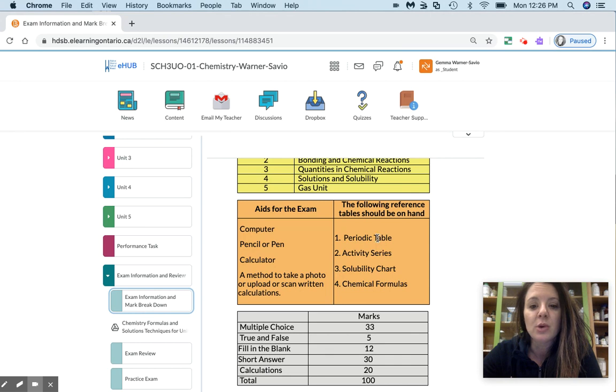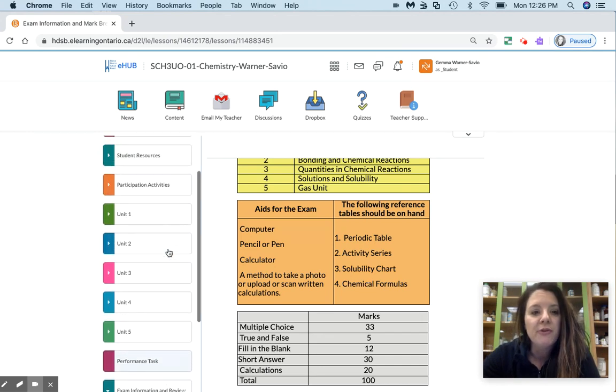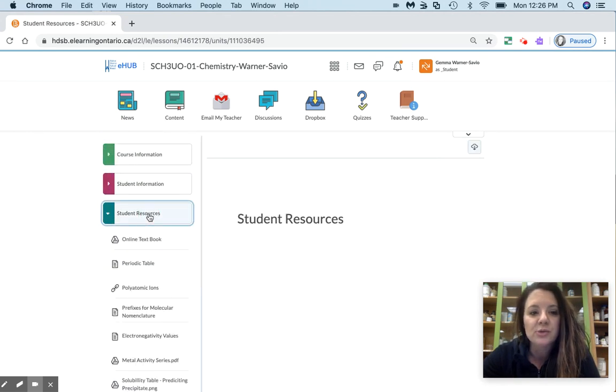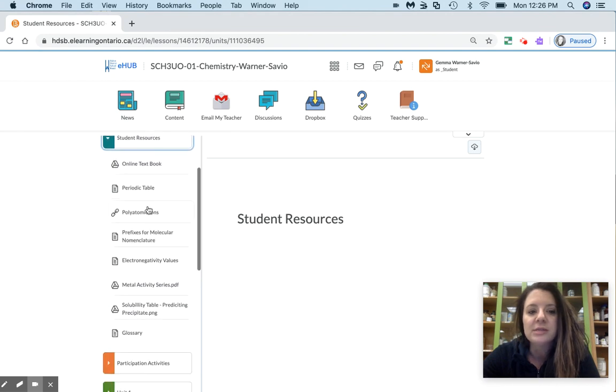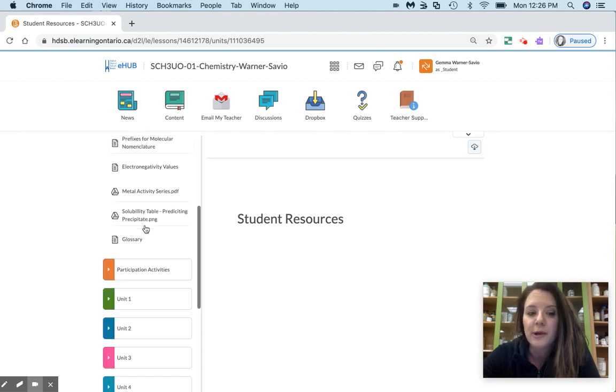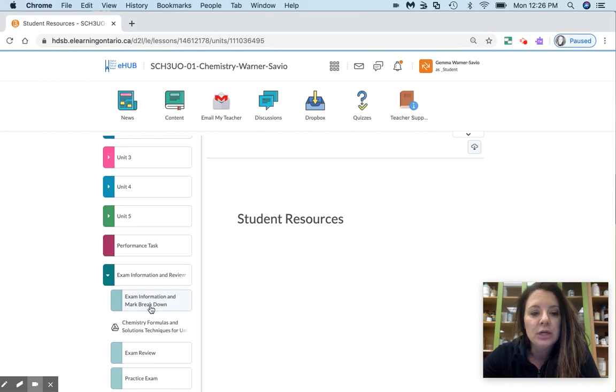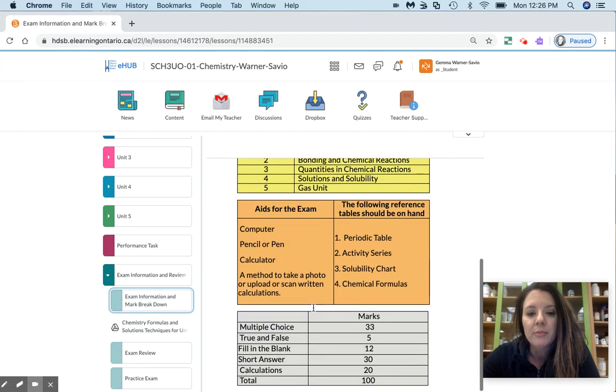You're going to notice that you are going to need these resources here, the periodic table, activity series, solubility chart, your chemical formulas. And where can you find those? Well, if you go back to student resources, you've got all of those tables available to you there. Now, if you take a look back at the mark breakdown, we've got 33 multiple choice, true and false, fill in the blank, short answer.